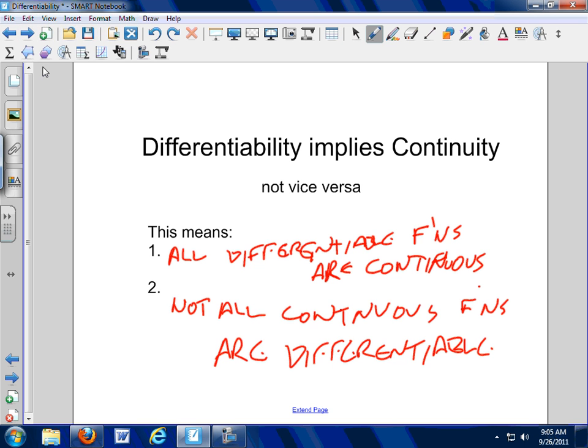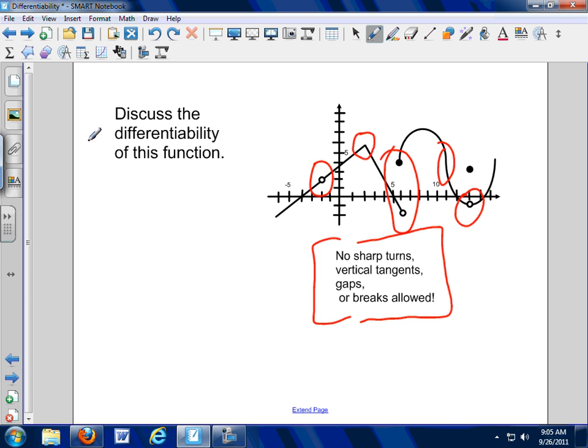That's what we're going to work on tomorrow, I think. It'll be slightly revised. So that's differentiability. Big thing: no sharp turns, no vertical tangents, no gaps, no breaks, anything like that. When we're talking about differentiability, we're looking at where it's not differentiable. I hope that makes some sense.